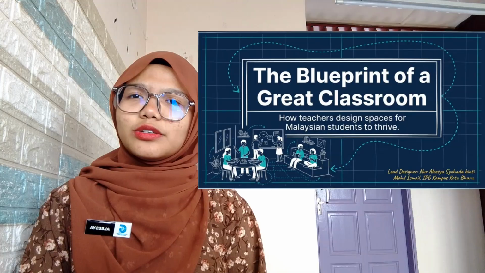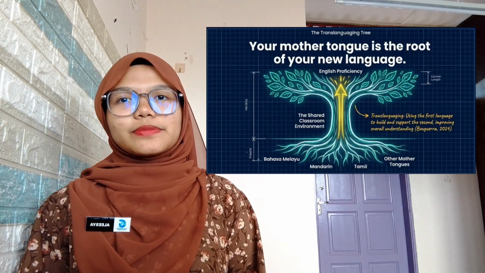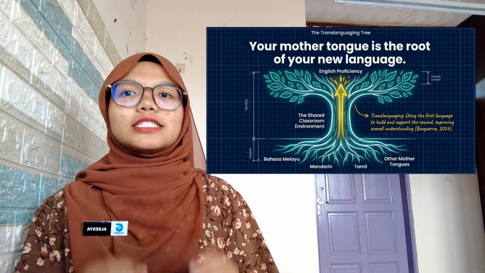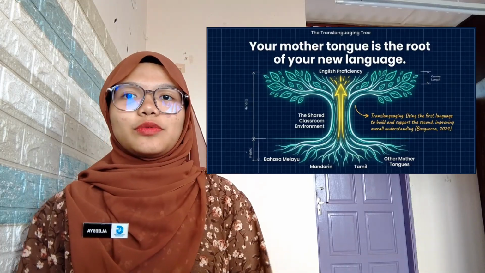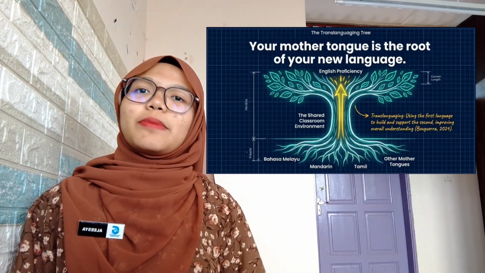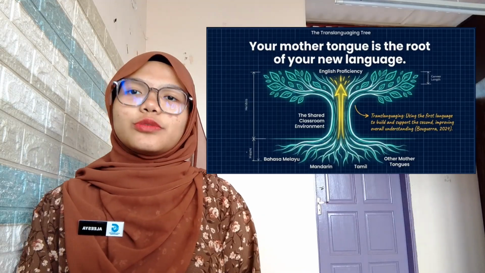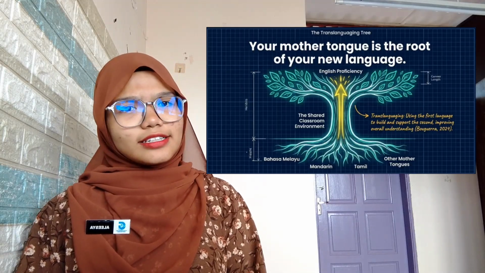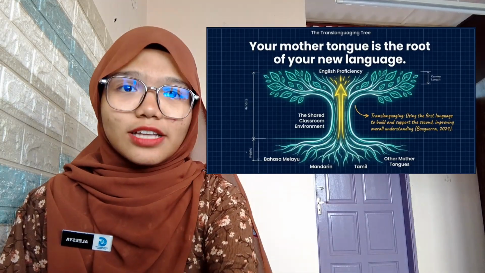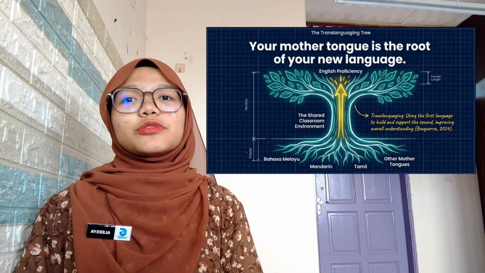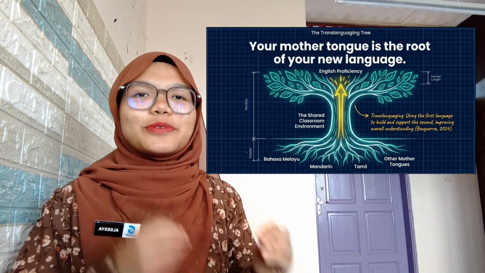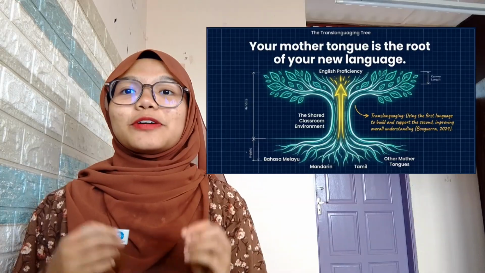Malaysia is well known as a multilingual society. Many children grow up speaking more than one language in their daily life. For example, most people speak Bahasa Melayu, which is the national language, while some may also speak Mandarin, Tamil, or other local languages at home. At school, they learn English as a second language. Because of this situation, Malaysian classrooms are naturally bilingual or multilingual environments.